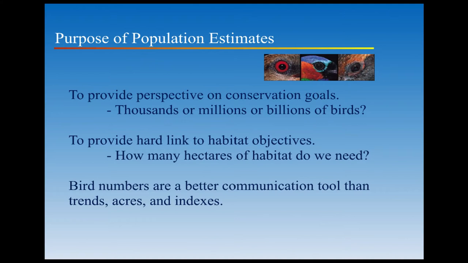It also then translates more directly to habitat. You know, if we want 100 more great horned owls, and each great horned owl needs a square mile, then we know what our goal is for habitat. So it makes it fairly straightforward to do that.